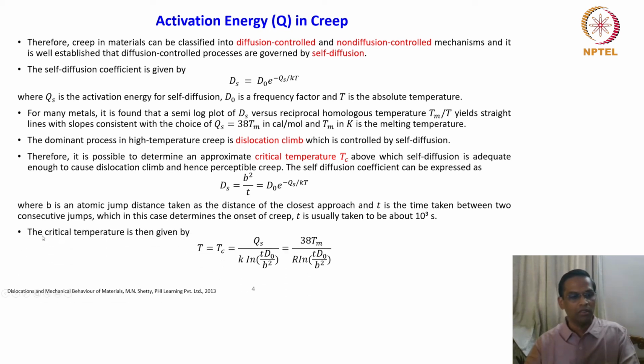What is this critical temperature? The critical temperature is given by Tc = Qs/(k ln(t D0/b²)), which is equal to 38 Tm/(R ln(t D0/b²)), because we are substituting Qs here as 38 Tm. What is critical temperature here? Critical temperature above which self-diffusion is adequate enough. So that means below this critical temperature, we will not assume that it is diffusion controlled creep. Like we have discussed in the classification, then we will be discussing that as a non-diffusion controlled mechanism.